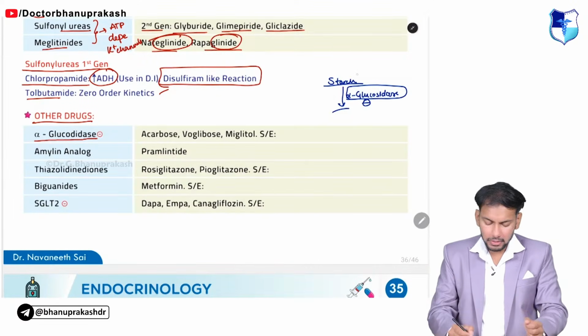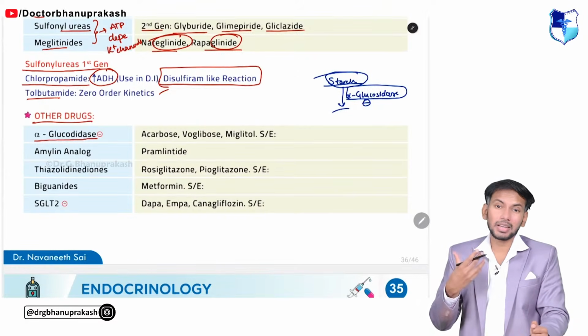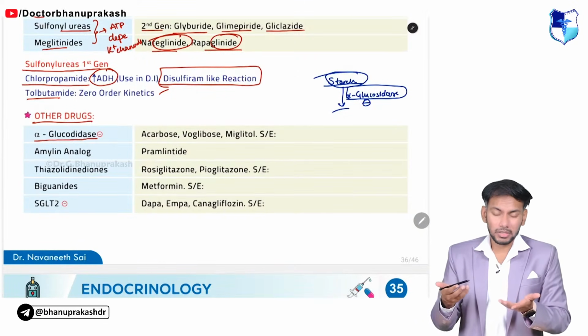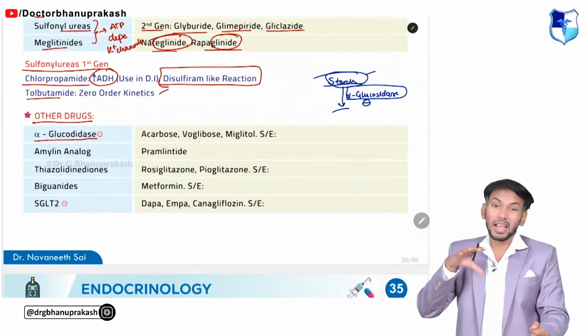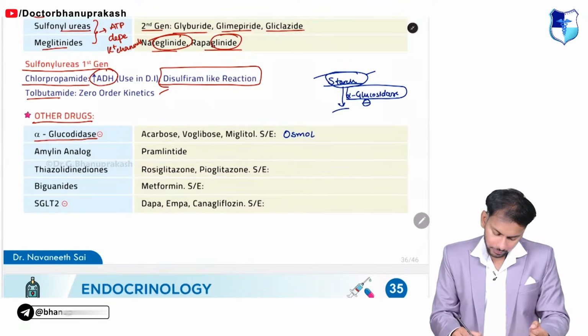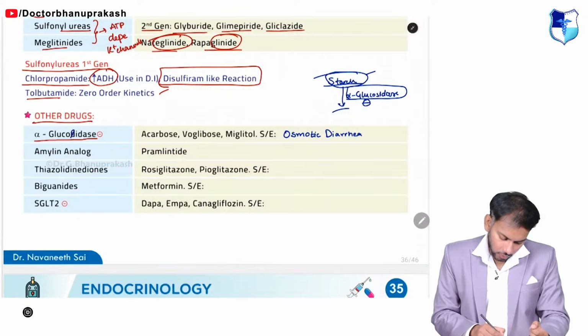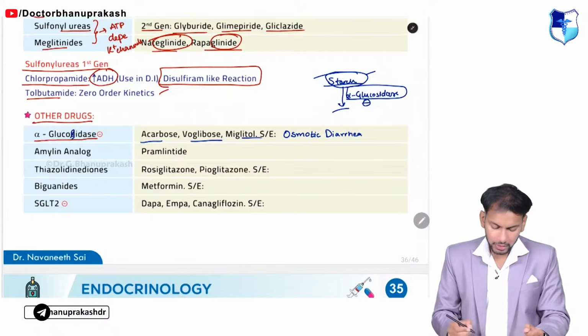So what will happen? This starch will come directly into the gut. So gut bacteria will eat up this starch and it will cause flatulence. Since starch is osmotic, it will also pull the water along with it and it will cause diarrhea. This is known as osmotic diarrhea. Since it is glucosidase, the drug names are acarbose, voglibose and miglitol.